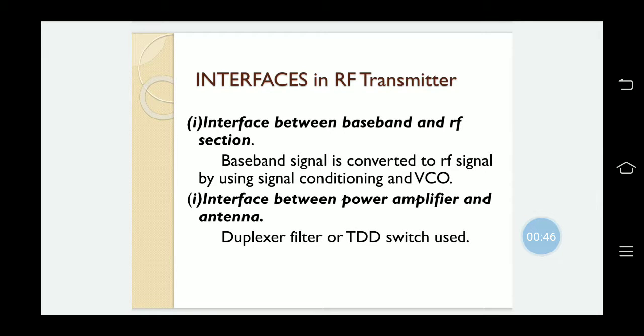Before going to see the architecture, we need to know the interfaces in the RF transmitter. There are two types of interfaces presented here. The first one is the interface between baseband and RF section. Here, the baseband signal is converted to an RF signal by using signal conditioning and a voltage controlled oscillator. The second is the interface between the power amplifier and antenna. Here, they are using a duplexer filter or a time division duplex switch.